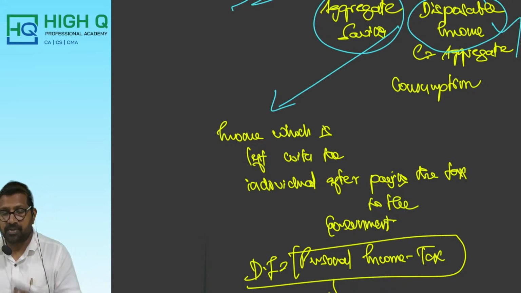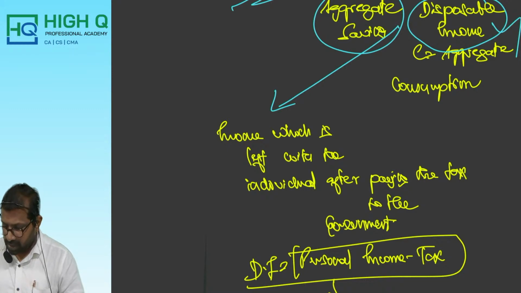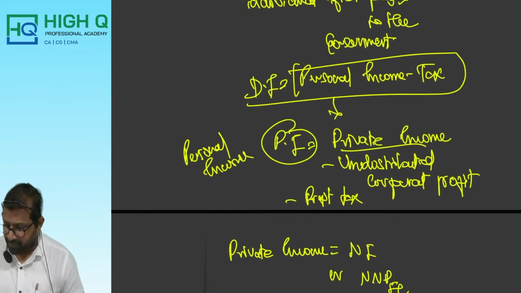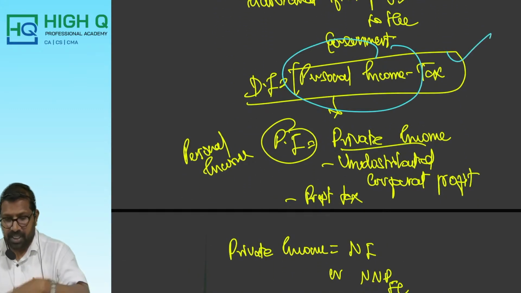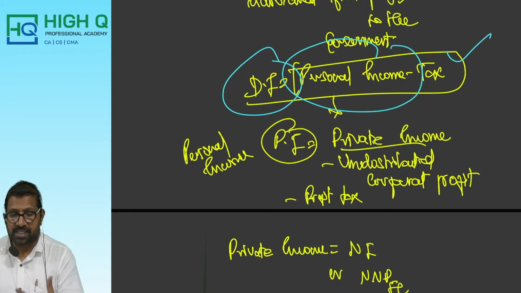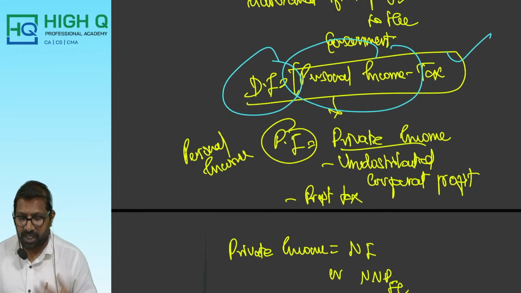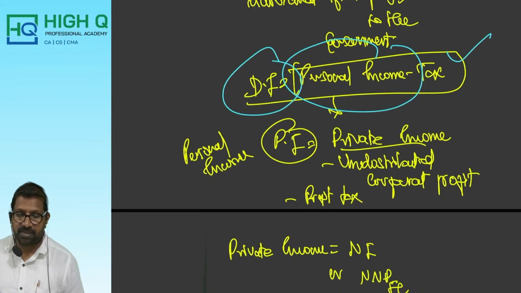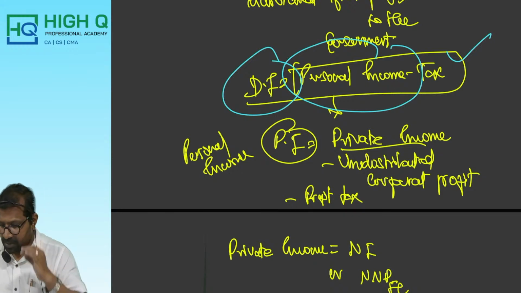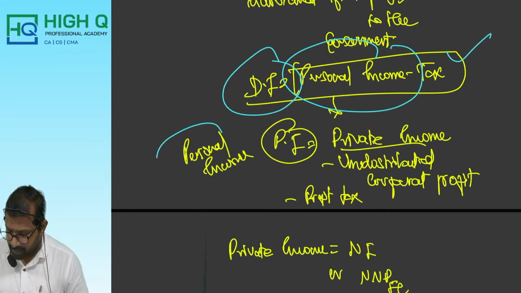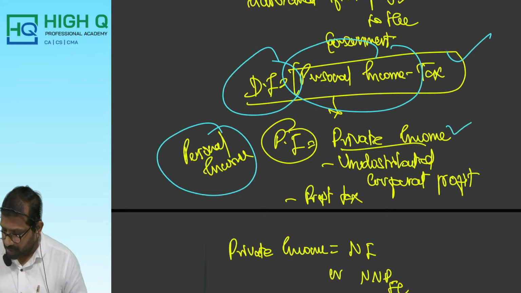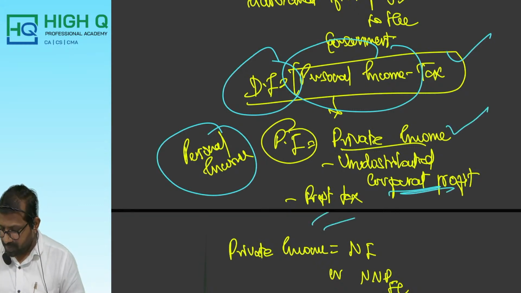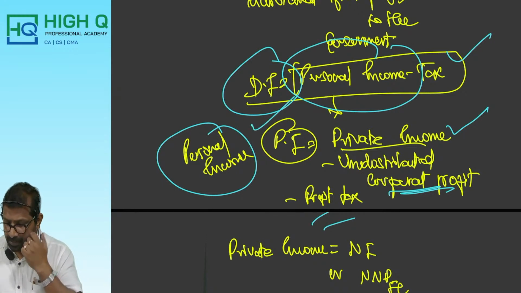What are the 3 types of income? Point number 1, disposable income. From the personal income, if you deduct tax, the amount left is called disposable income. Again, another income starts here since you have mentioned personal income. So what is the formula to calculate the personal income? Personal income equals private income minus undistributed corporate profit or profit tax. If you deduct it, you will get the personal income.